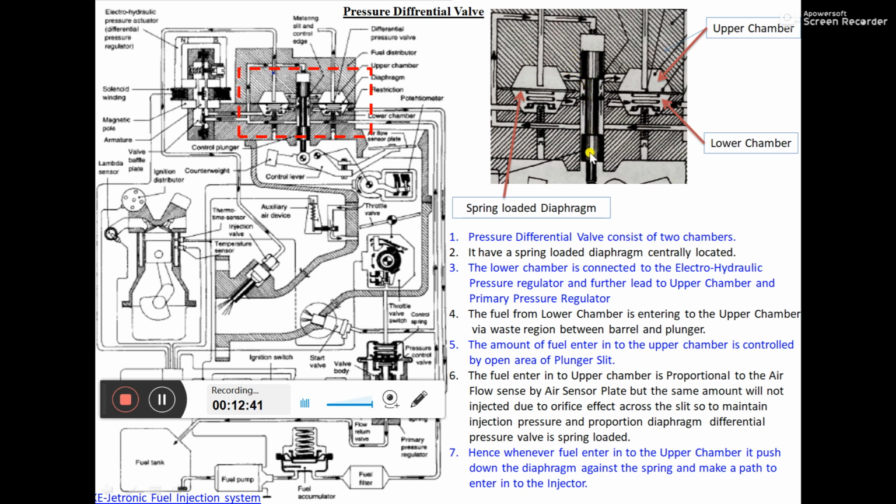As this plunger moves in the upward direction, the slit opening varies. With respect to the slit opening or slit area, the orifice effect is there. We know that whenever there is a pressure difference across an orifice, a pressure loss is created. Due to that pressure difference, the fuel injection pressure will reduce. So to maintain that pressure, here again the spring is located below, below the diaphragm. Whenever fuel enters the upper chamber from the lower chamber, there are pressure losses across the slit opening.